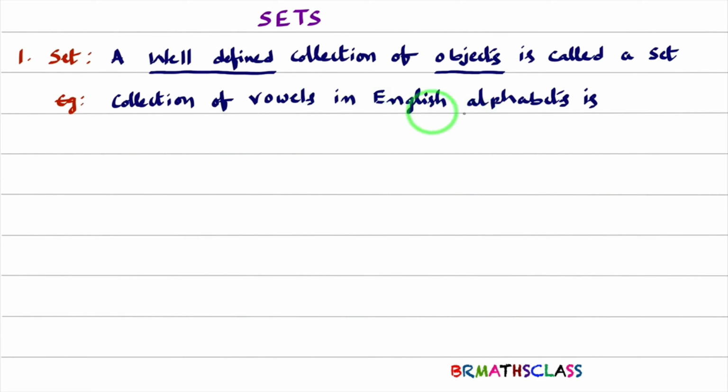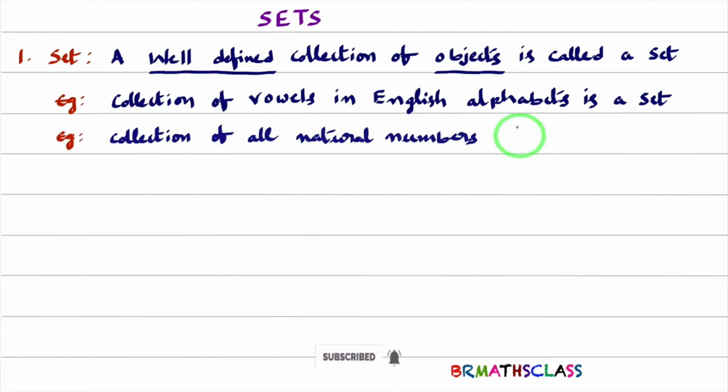So, the collection of vowels in the English alphabet. The point is, are vowels in the English alphabet well defined or not? Yes, vowels in the English alphabet are well defined. So, the collection of vowels in the English alphabet is a set. It is a set. Now we will try to understand this with one more example.